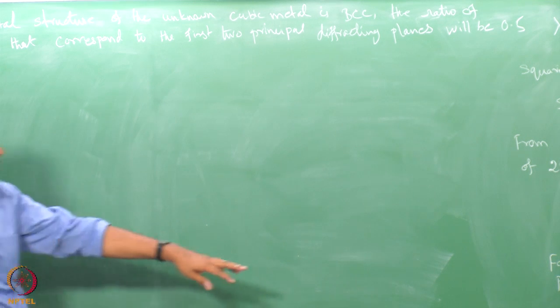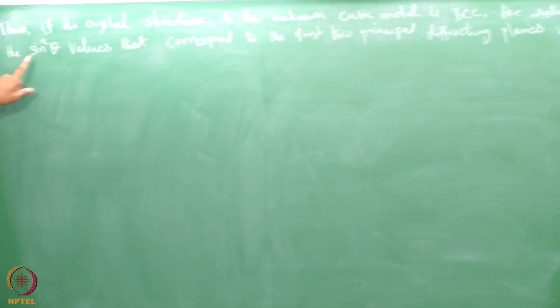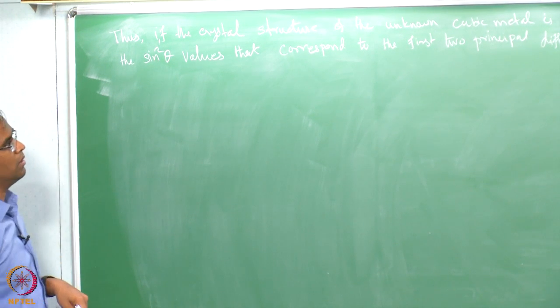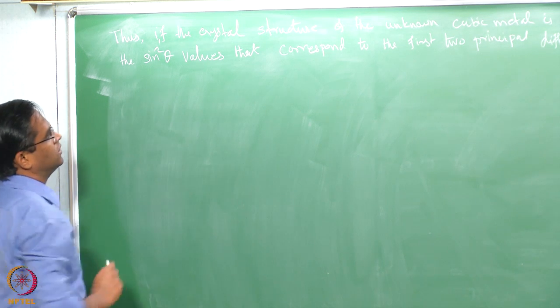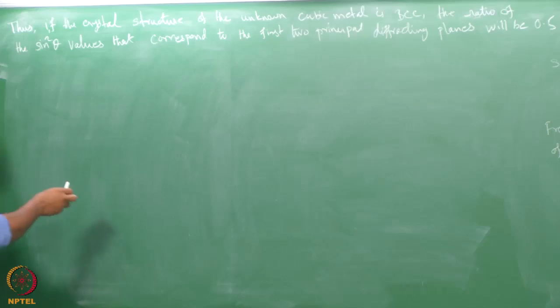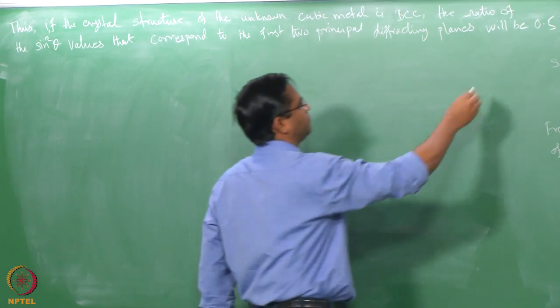So, from this analysis, if the crystal structure of the unknown cubic metal is BCC, then the ratio of the sine squared values that correspond to the first two principal diffracting planes will be 0.5.